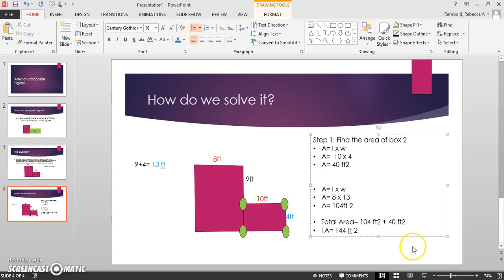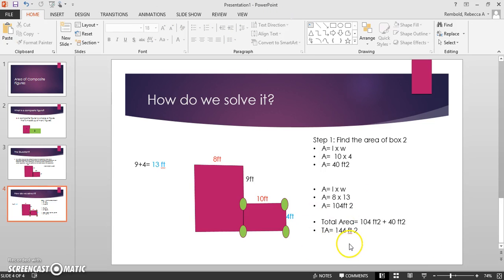So when she's going to buy carpet, Miss Jones needs to make sure that she orders 144 feet squared worth of carpet so that it can cover her entire basement.